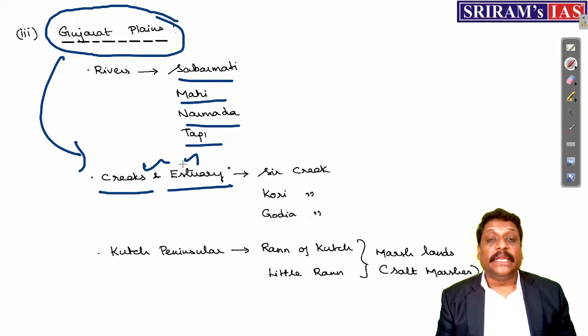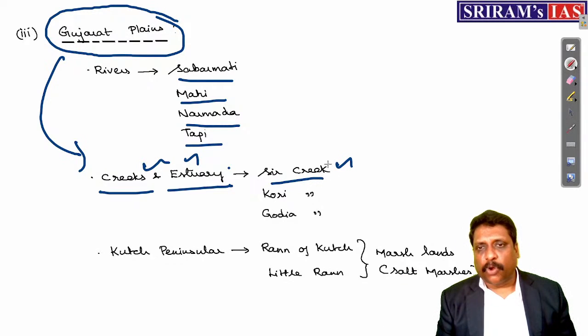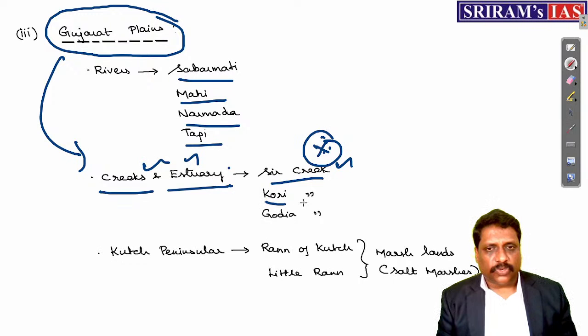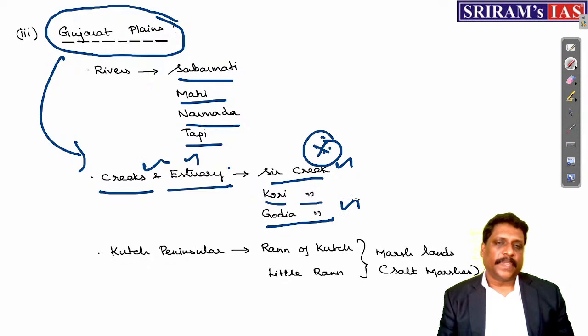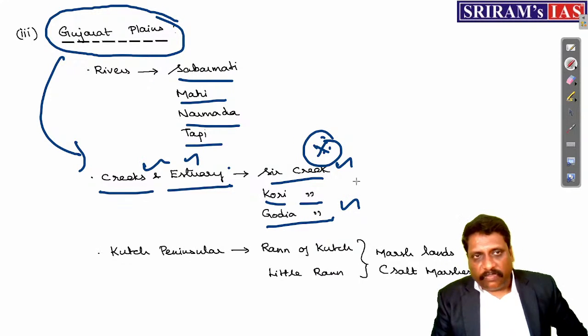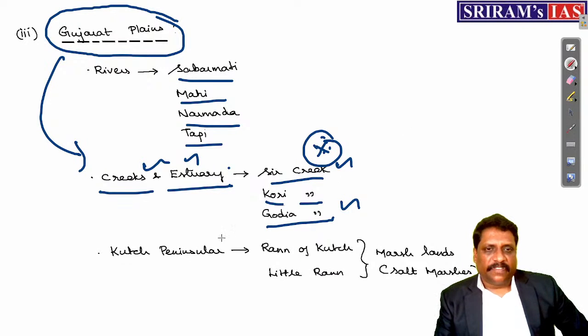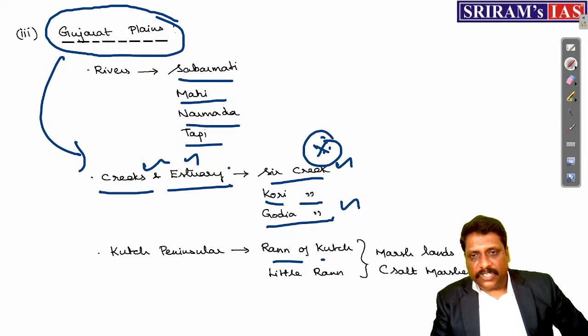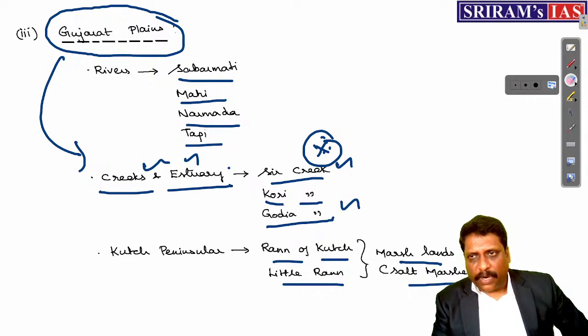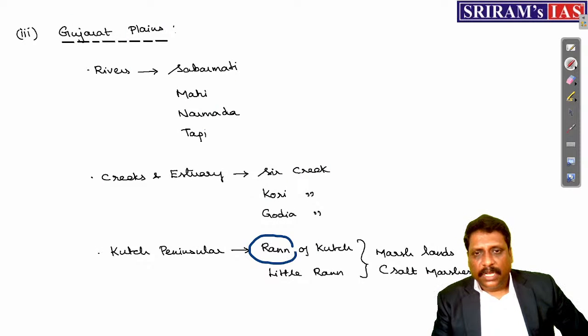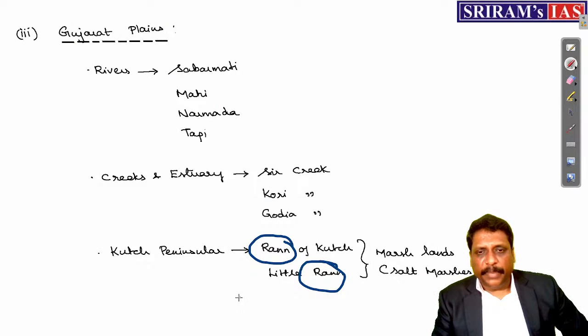So the very important creeks we have: Sir Creek, the westernmost point in India, very important, right? In the Rann of Kutch region or Kutch Peninsular region, we also have Kori Creek and Godia Creek. These are some of the creeks you find in this Kutch Peninsula. And my dear friends, this Kutch Peninsula also has the Rann of Kutch and Little Rann. They are marshlands and salt marsh. And if you ask me what exactly is the meaning of Rann, Rann means desert. So it also gives you an idea.